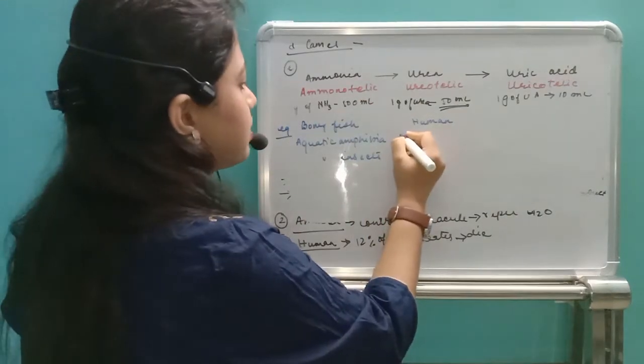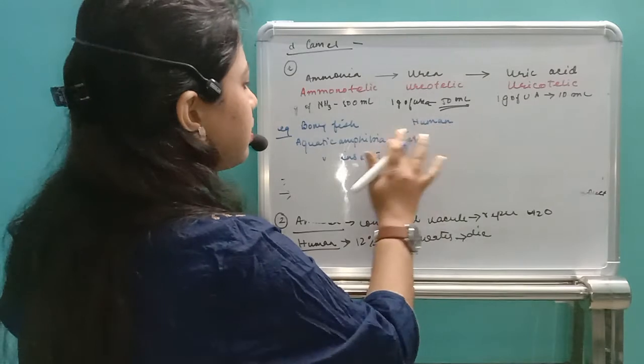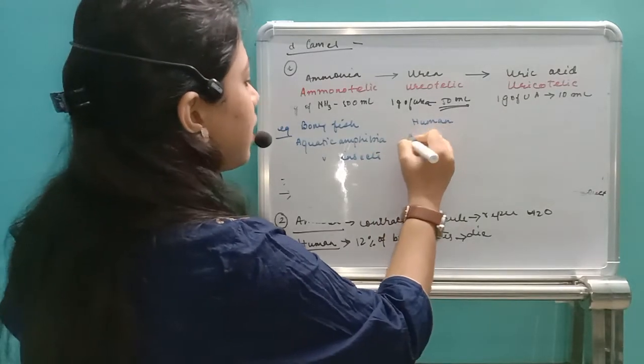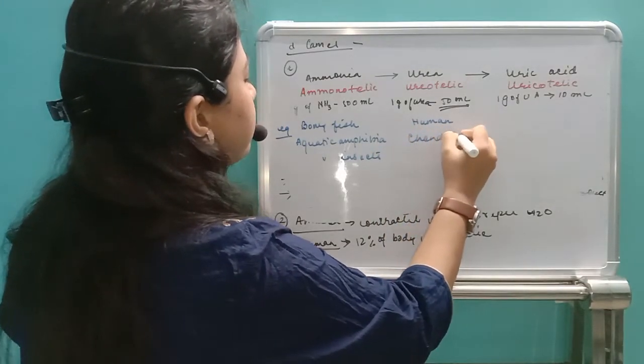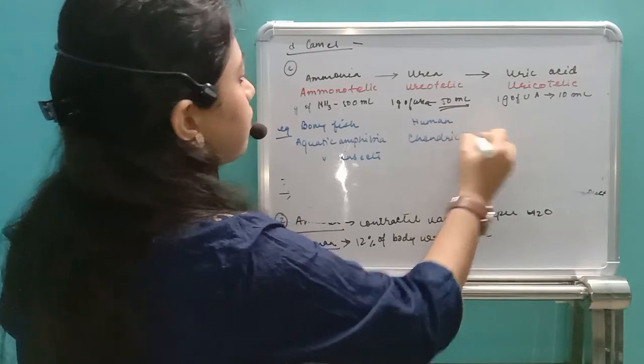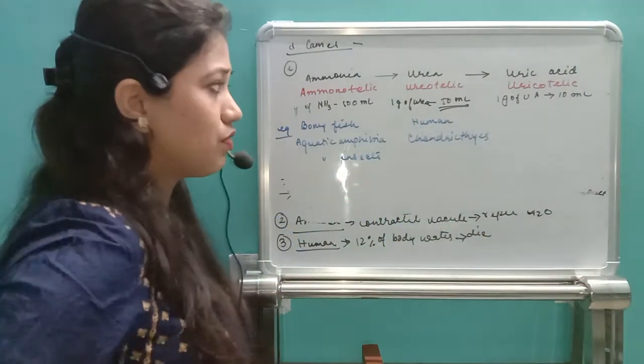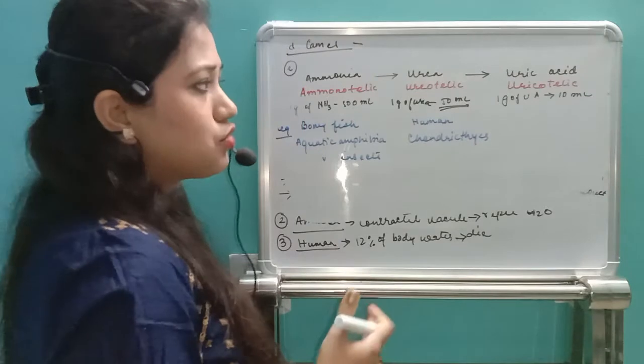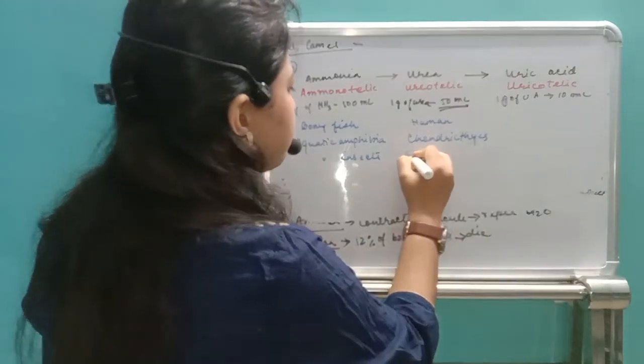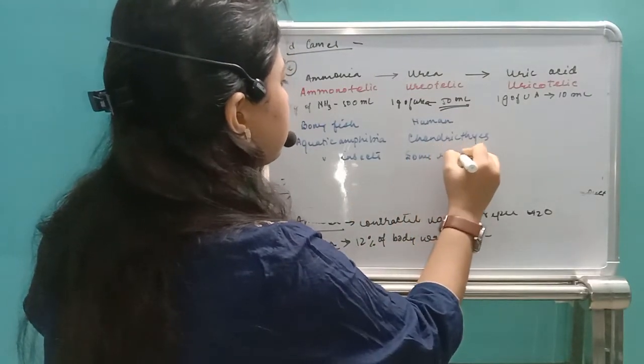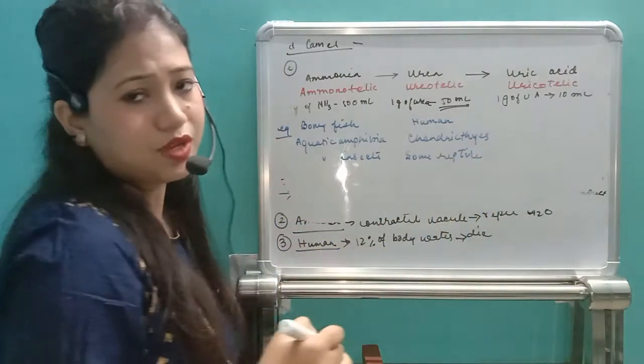Next, some terrestrial and other organisms, you can say chondrichthyes. Already I have told you about the marine fishes. In the case of chondrichthyes, they release urea as the waste product. Next, some reptiles too. Some reptiles also produce urea as the waste product.